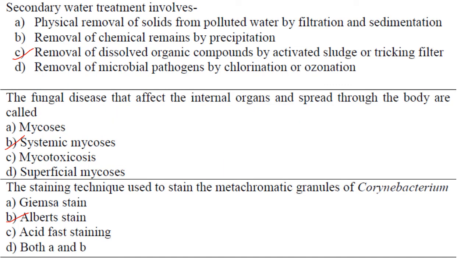Secondary water treatment involved. The secondary stage of treatment removes about 85% of the organic matter in sewage by making use of bacteria. The principal secondary treatment techniques used are the trickling filter and activated sludge process. So the answer here will be option C, that is removal of dissolved organic compounds by activated sludge or trickling filter. Answer is option C. The next one.